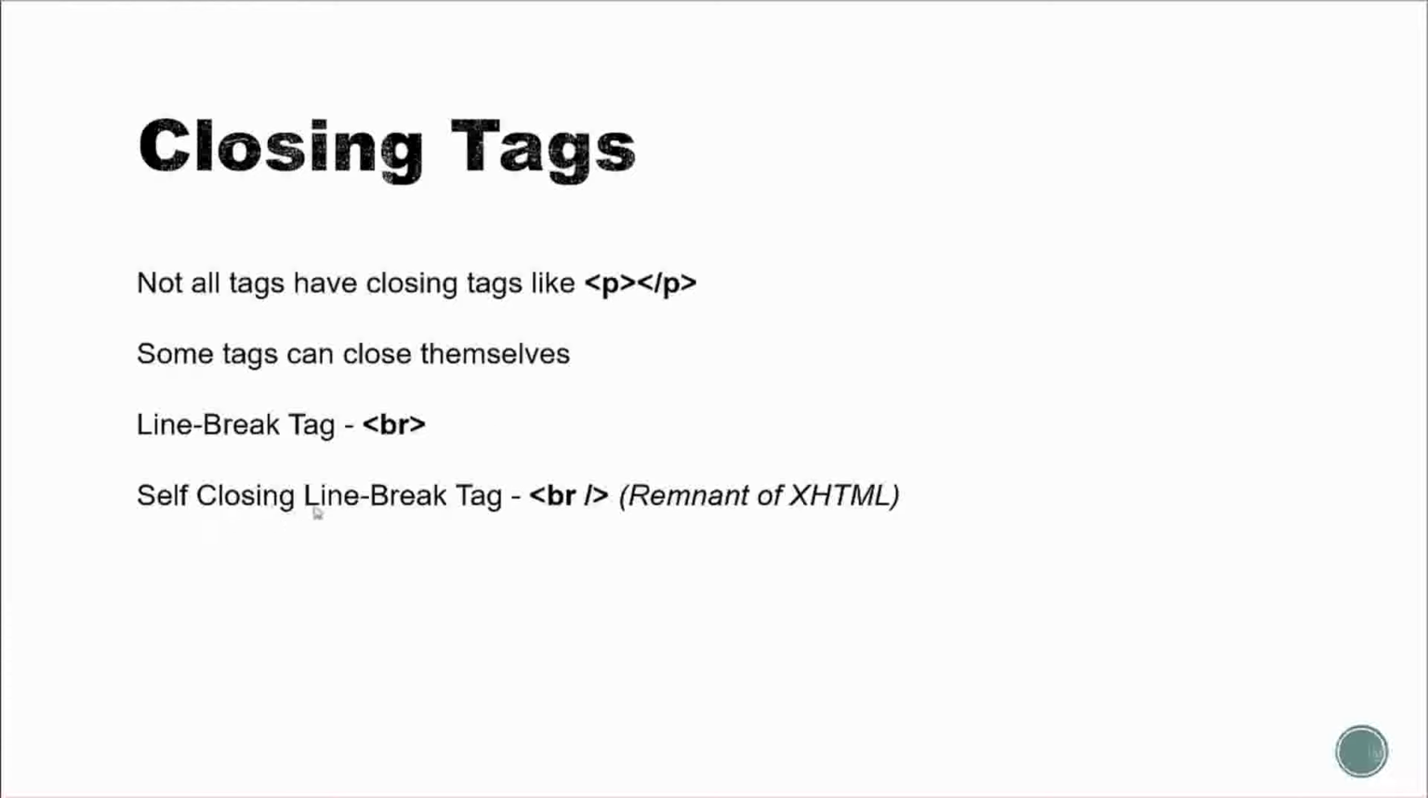Now you can use self-closing tags, such as this line break. You can see we have a slash here. This is needed for XHTML. So if you're writing XHTML and you use the XHTML doctype, then you want to make sure that you have your slashes and your self-closing tags.